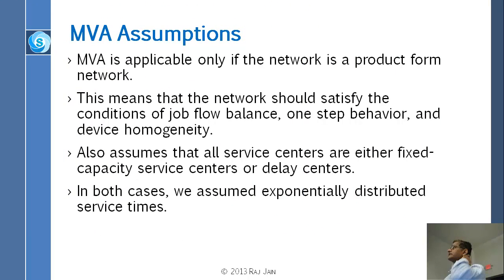Let's just finish this. So MVA assumptions. MVA is applicable only if the network is a product form network. And this means that the network should satisfy the condition job flow balance, one-step behavior, and device homogeneity. There are 3 assumptions. Job flow balance is nobody is killed. One-step behavior means one at a time. So that is what you were asking. What if somebody could do 2 things at the same time?